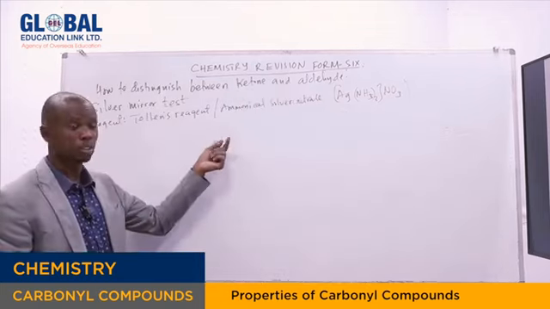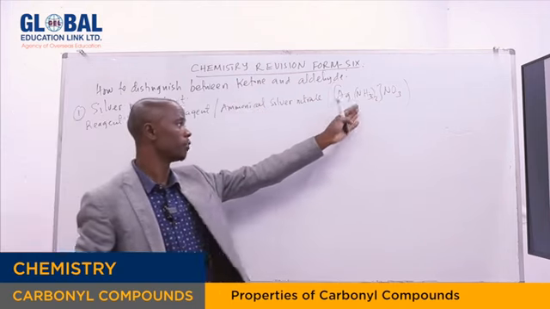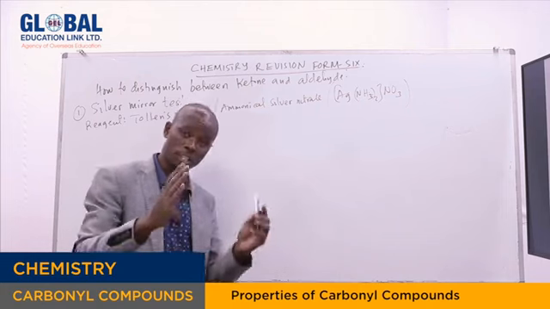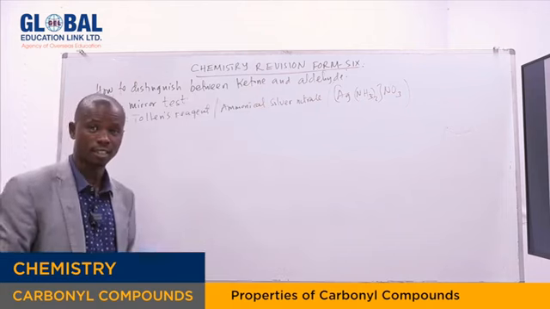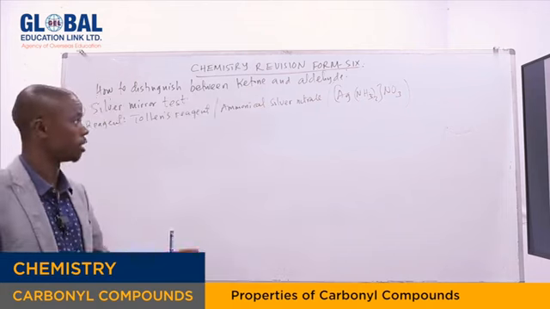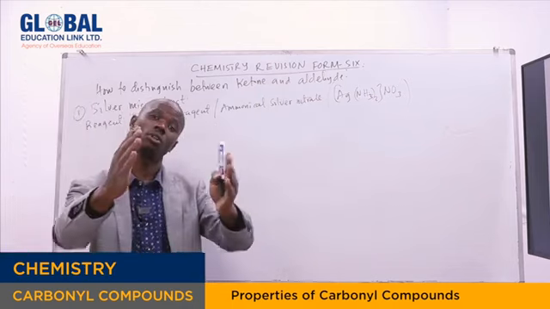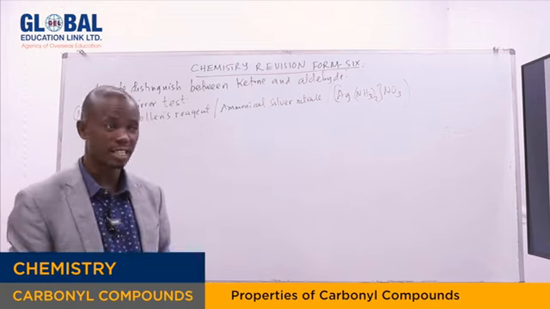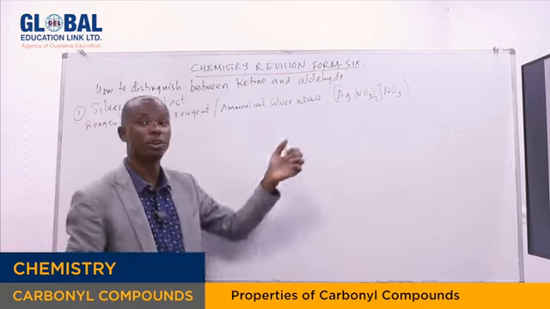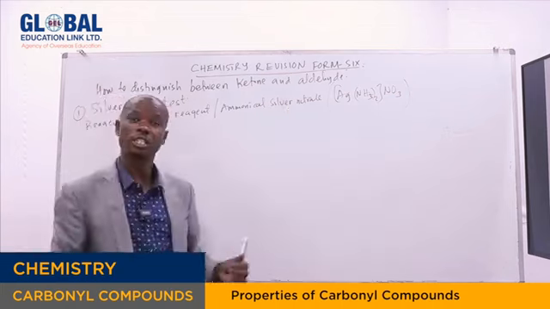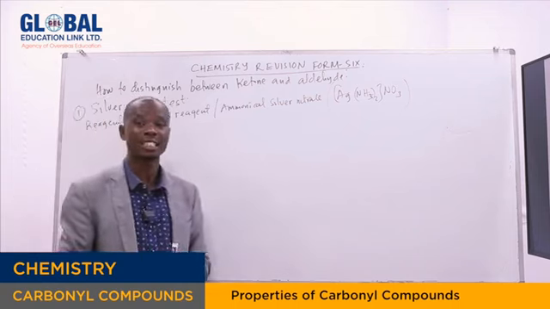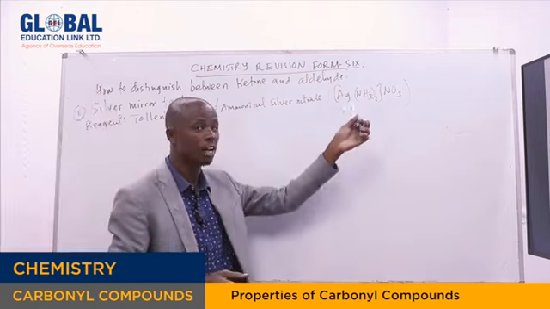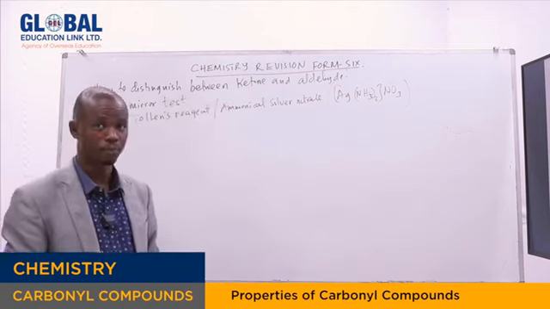So Tollens reagent, or ammoniacal silver nitrate, which is given the formula here, can be used to distinguish between ketone and aldehyde. Now, why the differences between them? Aldehyde is a strong reducing agent, and this compound here is a mild oxidizing agent. So this compound will oxidize aldehyde, because it is a strong reducing agent, into carboxylic acid, which will further react with ammonia to give ammonium carboxylate.